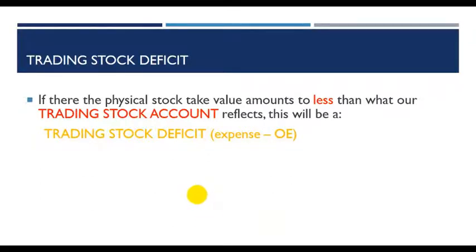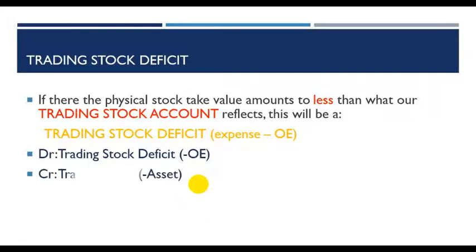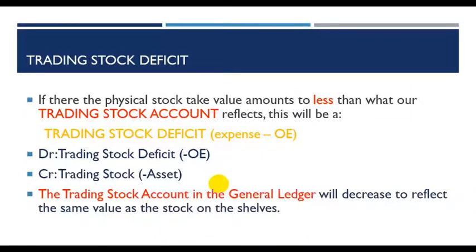We record this deficit in our books by debiting trading stock deficit, which is an expense and decreases the owner's equity, and crediting trading stock, which is an asset and decreases our trading stock account so that it matches that stock that is on our shelves. So now the stock that's on our shelves is equal to the record that we've made in our books because we've done an adjustment for the shortage.